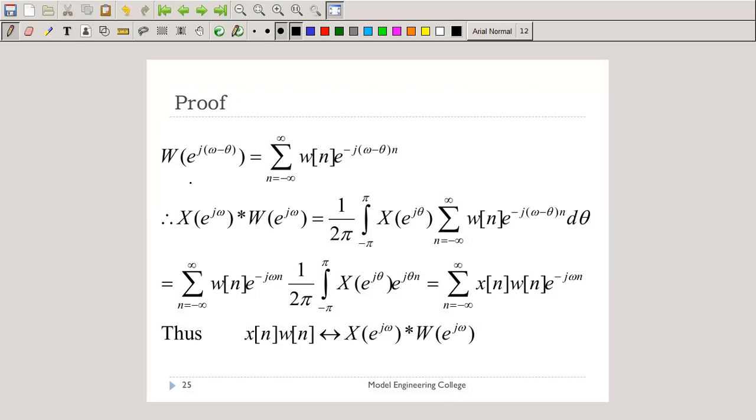Let us write W(e^{j(ω−θ)}). The spectrum value is at e^{j(ω−θ)}. Therefore, this can be written as the sum of w(n) e^{−j(ω−θ)n}.